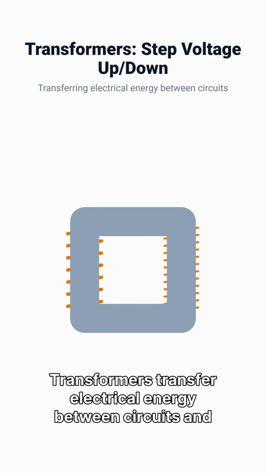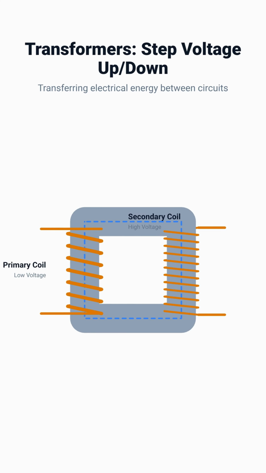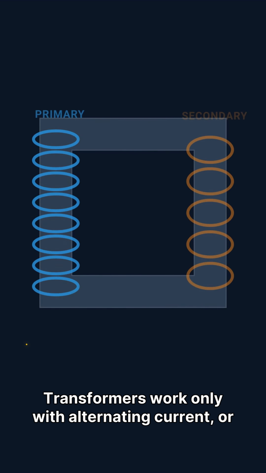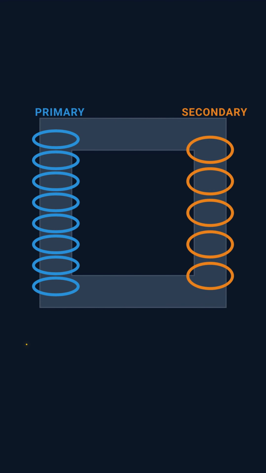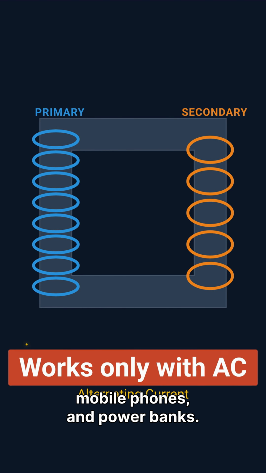Transformers transfer electrical energy between circuits and are used to step voltage up or down. Transformers work only with alternating current, or AC. These components are found in phone chargers, mobile phones, and power banks.